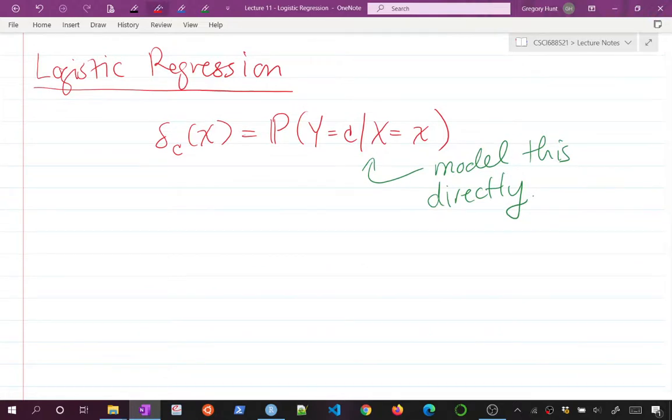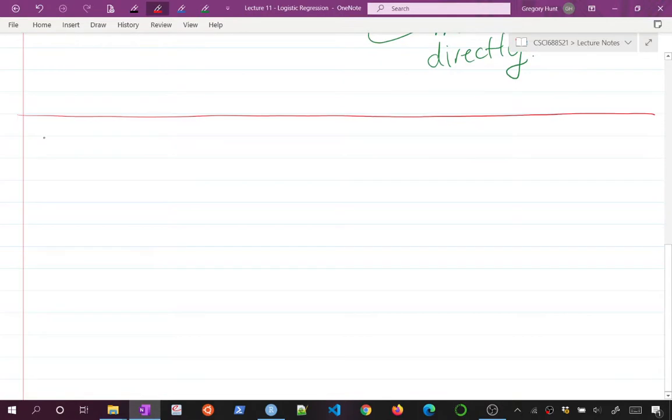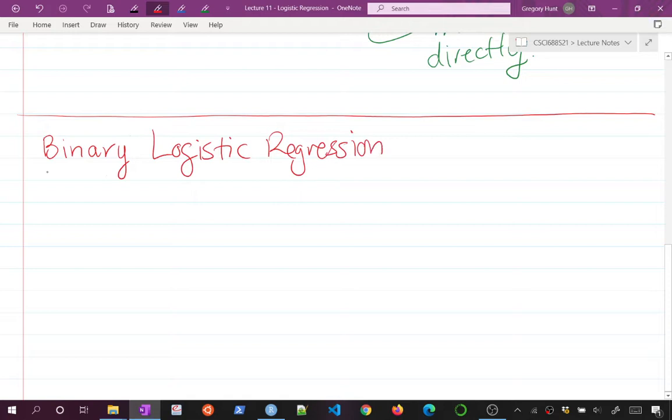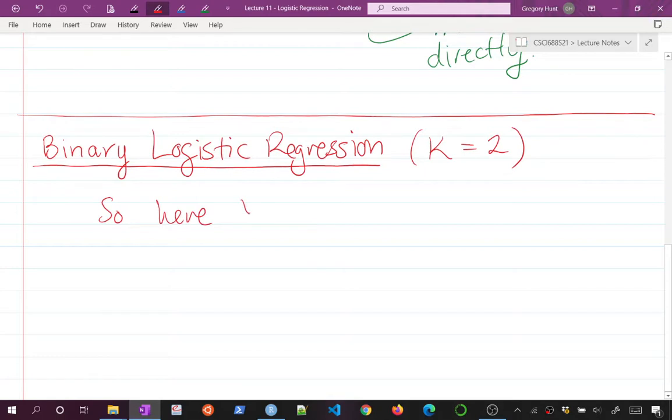So let's first look at the binary case. So we'll say binary logistic regression. If k is the number of classes, then binary refers to the fact that we have two classes here. So here, our y can either be 0 or our y can be 1. It can take on one of two values.